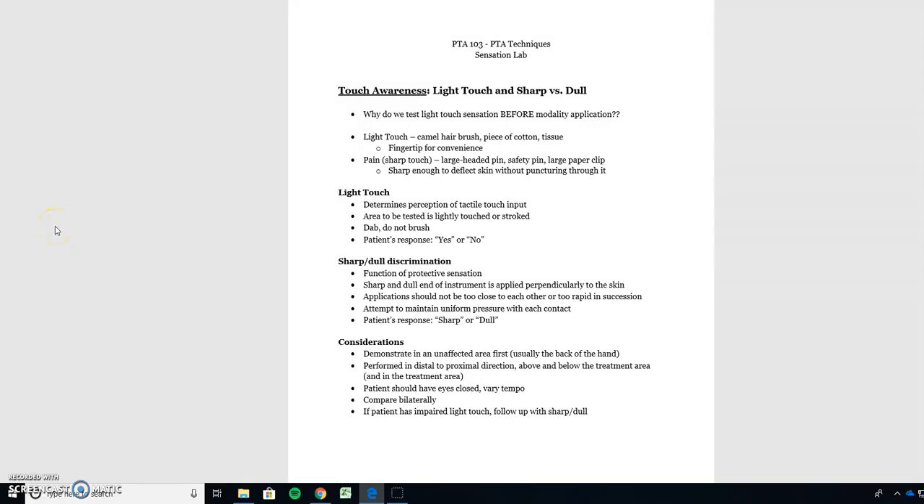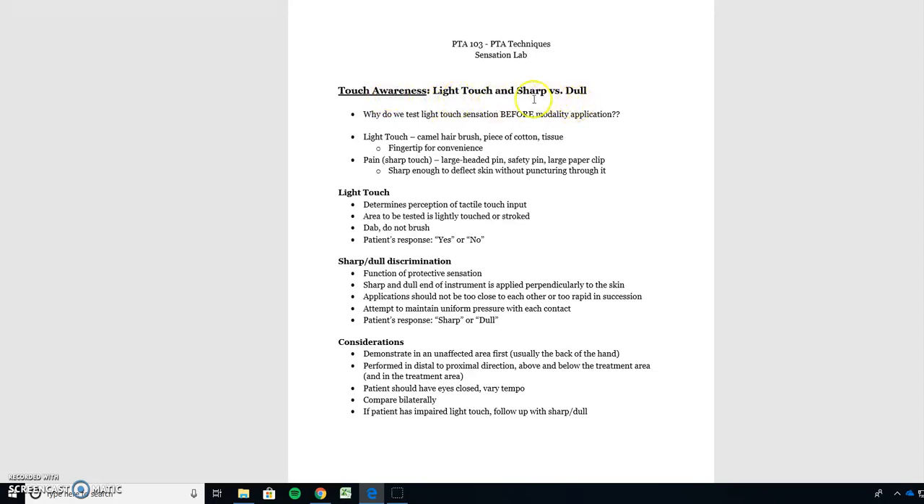This is the lab for PTA 103, techniques, for the sensation component of our class. This is available for you on Blackboard to review, but I did want to talk through this so that you could start thinking about it and also watch the video related to our sensation lab. So the first thing that we're going to talk about is touch awareness.